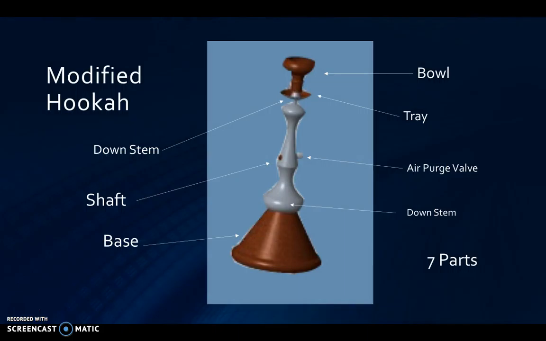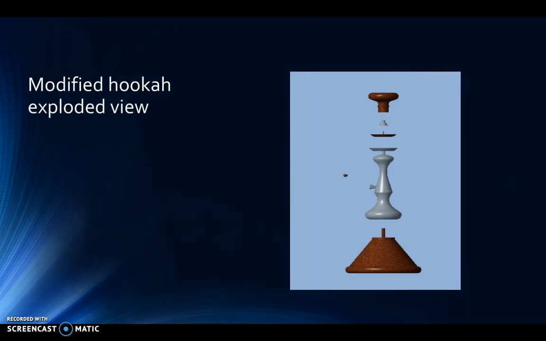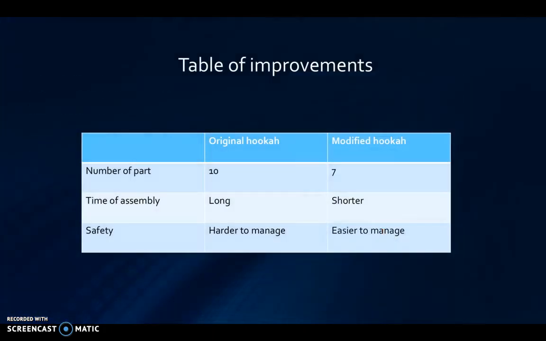Here in this slide, we can see our new modified hookah. It only contains 7 parts, which are the bowl, the tray, the downstem, the air purge valve, the shaft, the downstem, and the base. In this slide, we can see the exploded view of the new modified hookah. On this slide, we can see the table of improvements.